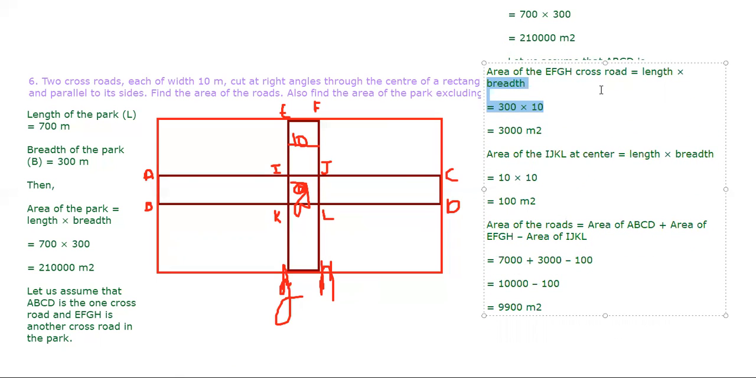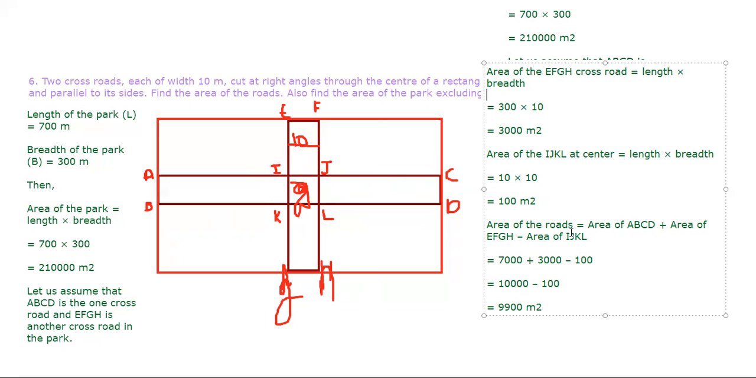The area of the EFGH road is length into breadth, 300 into 10, 3000 meters square. The area of the IJKL at the center is length into breadth. That is 10 into 10, because its width is 10 here, and its width is 10 here also. So 10 into 10 is 100.